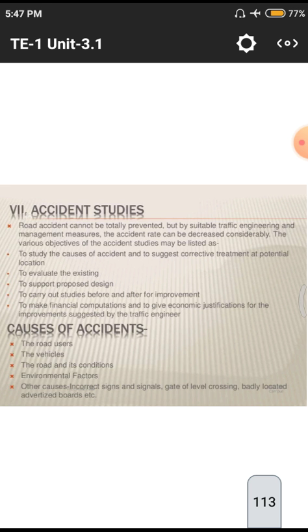That means face to face collisions of vehicles occur due to dampness of their eyes because of this fog and other conditions. All those come under environmental factors. That means environment is associated with water, wind and other soil parameters, so all those come under environmental factors. Next one we are having is other causes like incorrect signs.